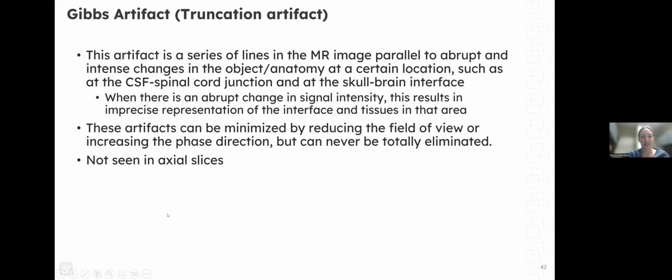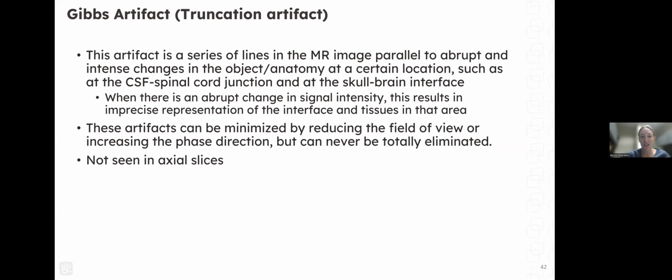The Gibbs artifact, also known as the truncation artifact, is another interesting one, and this is very physics detailed, and Dr. Kuwabara, who helped me with this project, said that most neuroradiologists don't even know how to explain this one, but I'll try my best here. This artifact is a series of lines in the MRI image parallel to the location that you're looking at, due to abrupt and intense changes in the object or anatomy at certain locations. Examples of that would be at the CSF spinal cord junction and at the skull base interface. You may have this artifact.